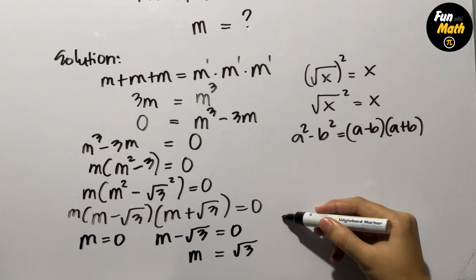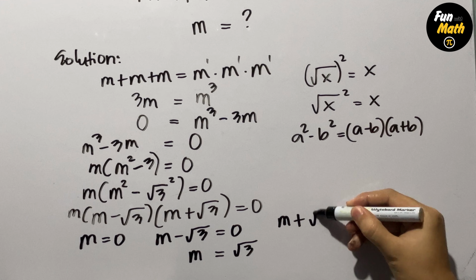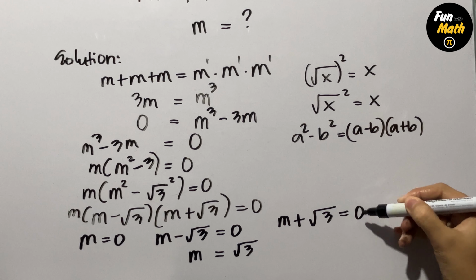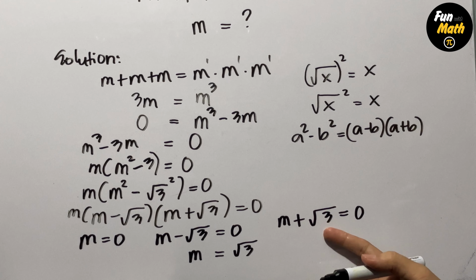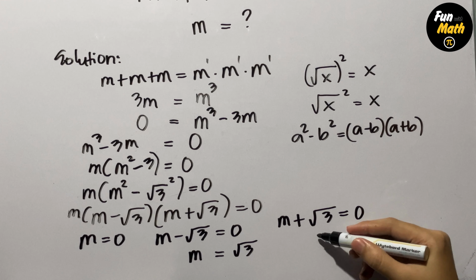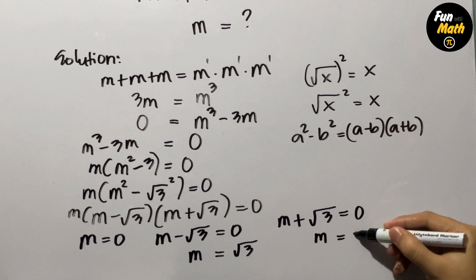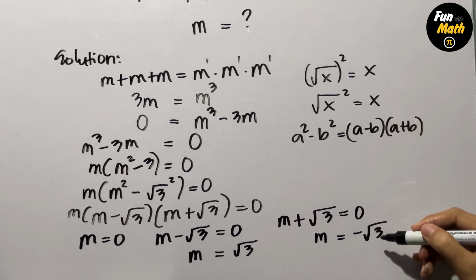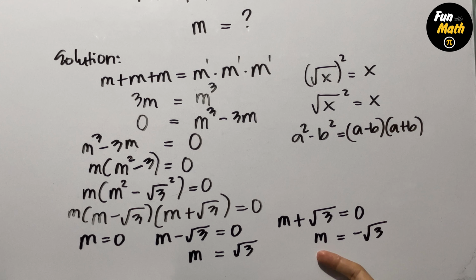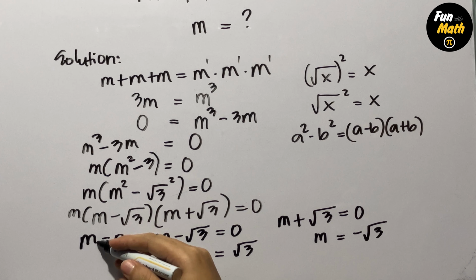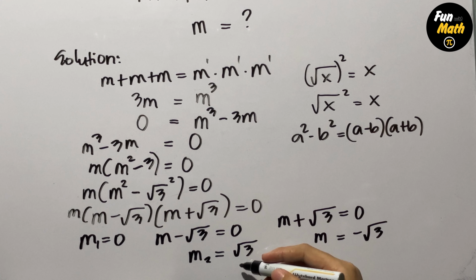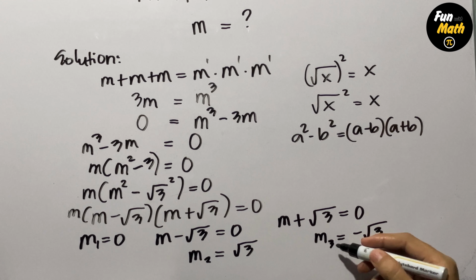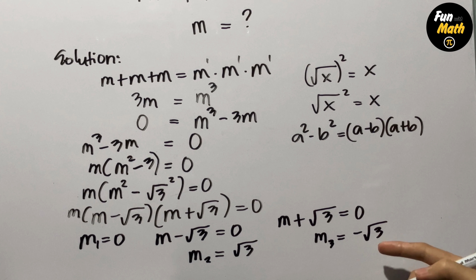Another equation is m plus square root of 3 equals 0. It's the same, we can take positive square root of 3 to the other side. So this is now m is equal to negative square root of 3. So this is our third value of m. So this is the first value, m sub 1 is equal to 0. M sub 2 is equal to square root of 3. M sub 3 is equal to negative square root of 3.